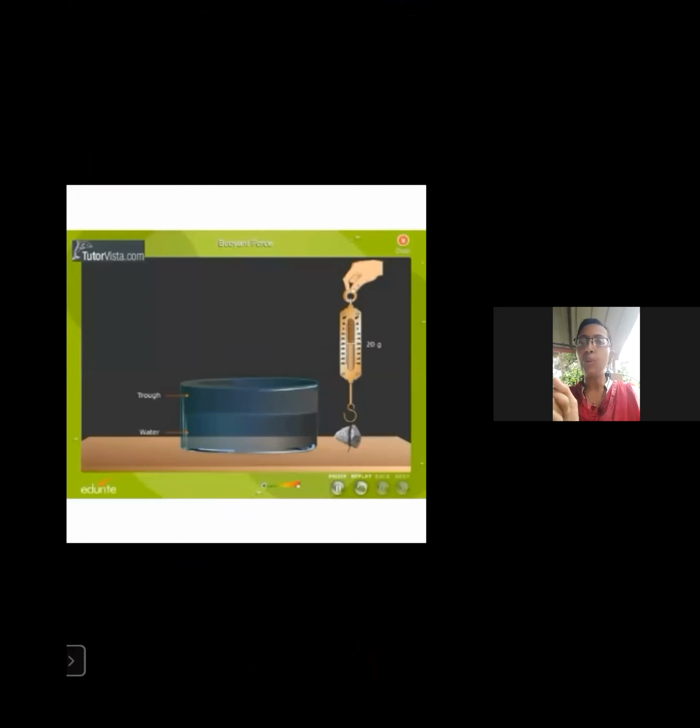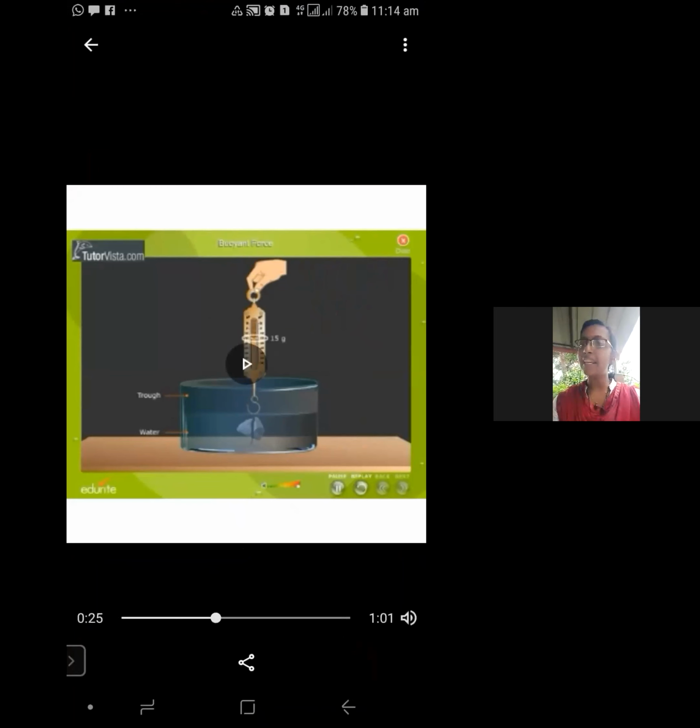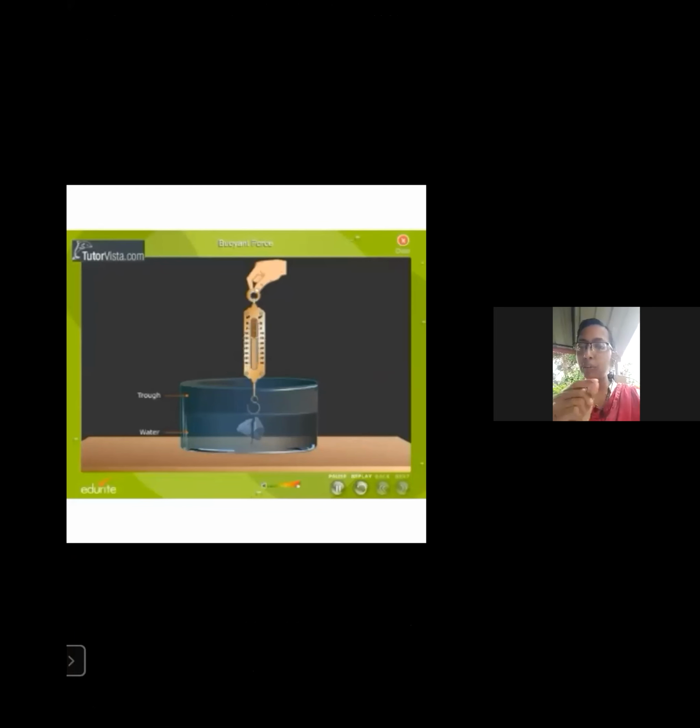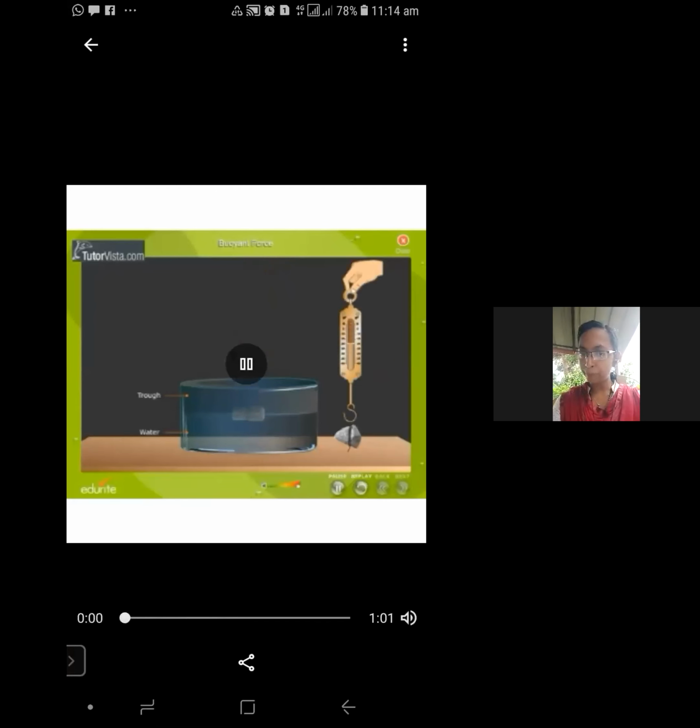In this video, we can see a spring balance which is tightly tied to a stone at the bottom, and a tumbler three-fourths full of water. I think you have noticed that the weight of the stone in the initial position was 20 and now it is 15 gram. So I request Archana teacher to recap the video once again.